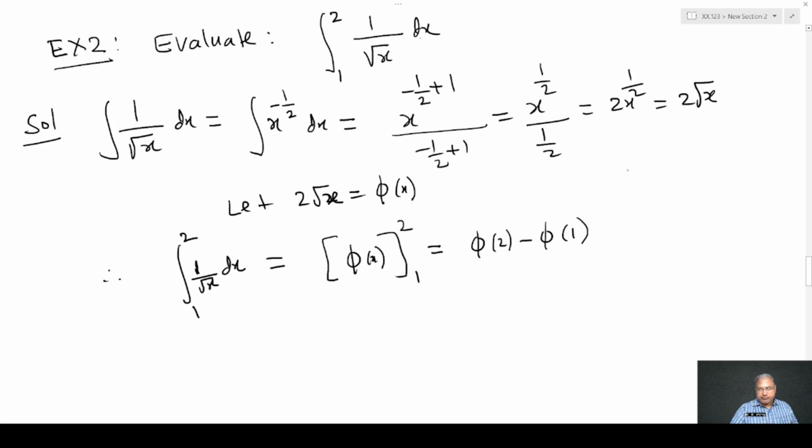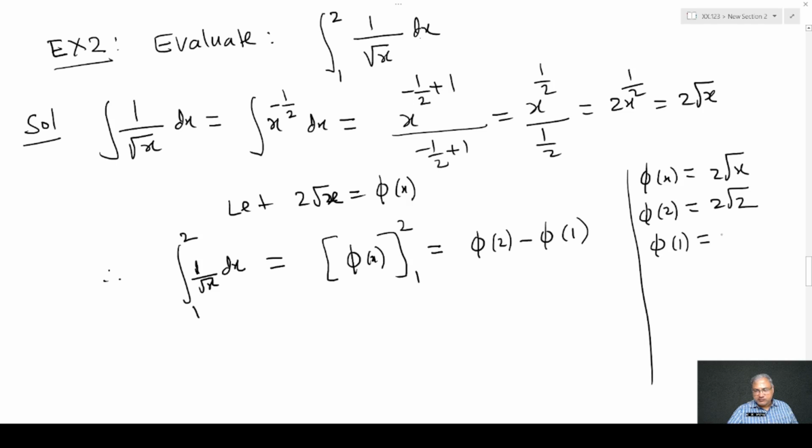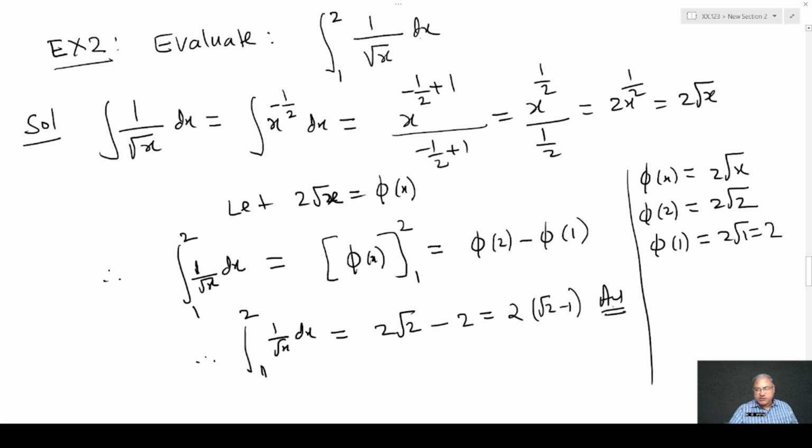We have phi of x equals to 2 root x. Therefore, phi of 2 equals to 2 root 2 and phi of 1 equals to 2 root 1 equals to 2. Therefore, integration of 1 upon root x with respect to x from limit 1 to 2 equals to 2 root 2 minus 2, that is 2 common root 2 minus 1. This is required solution.